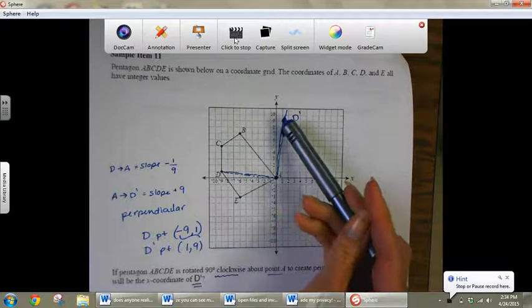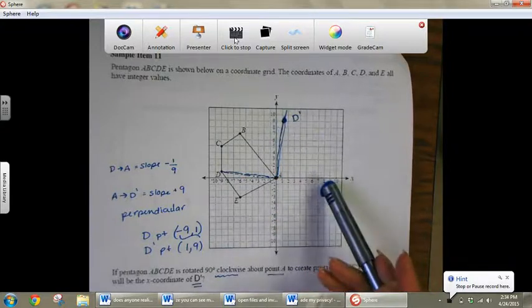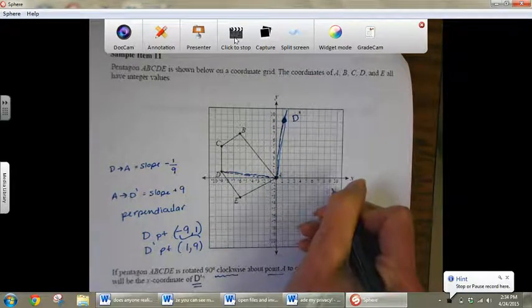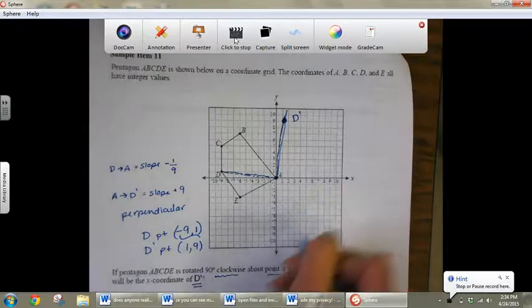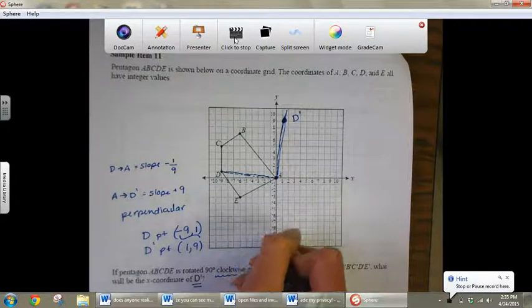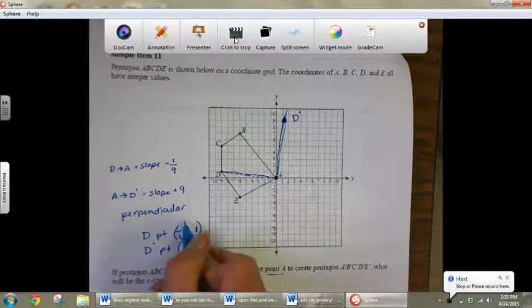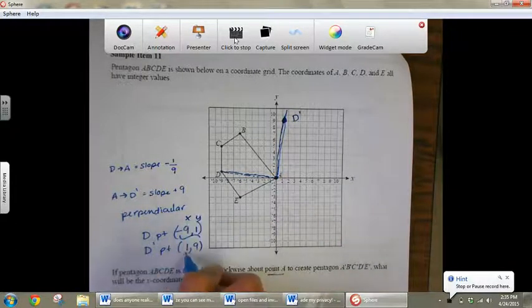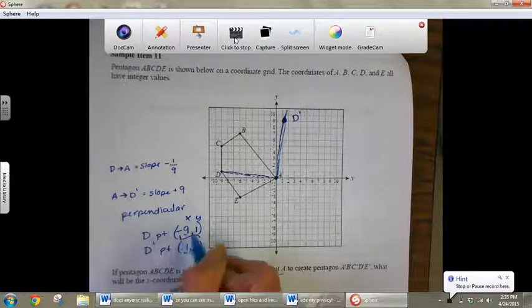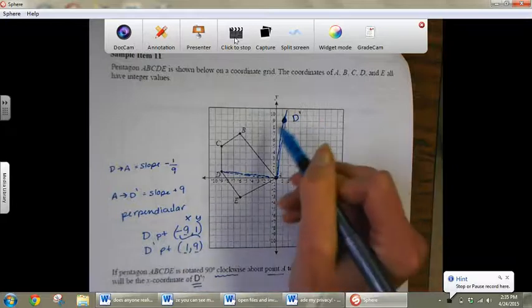If we rotated another 90 degrees, we'll be down here at 9, -1. And if we rotated another 90 degrees, we'll be over here at -1, 9. So every time you rotate 90 degrees, the X coordinate and the Y coordinate will change places. The signs will change too. You can tell the signs. I usually just tell the signs by which quadrant I'm in.